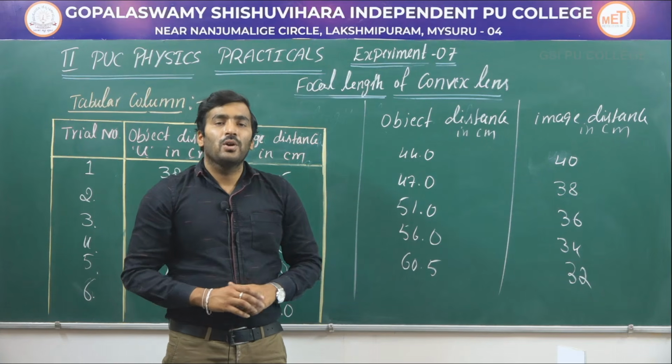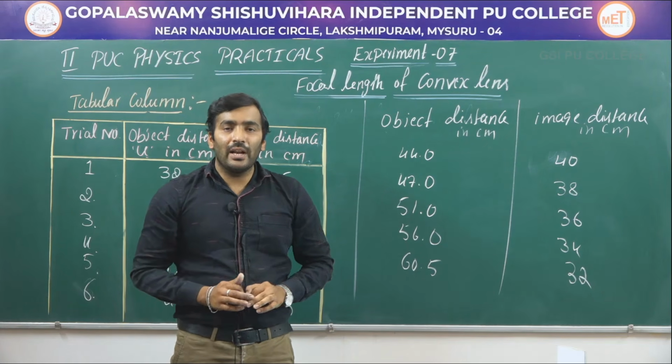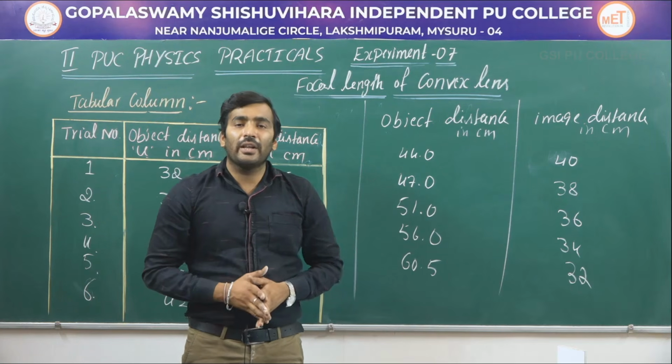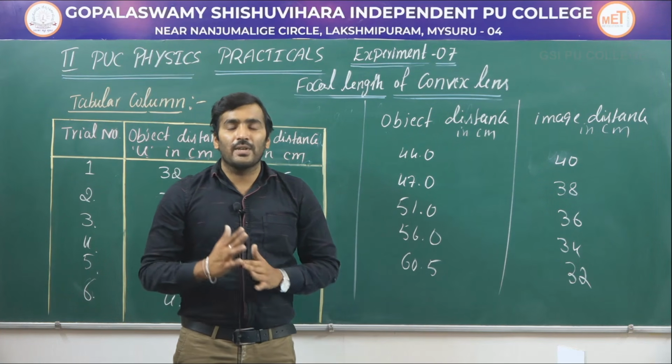Well, in this experiment, we find the value of focal length of a given convex lens by plotting a graph of object distance versus image distance.